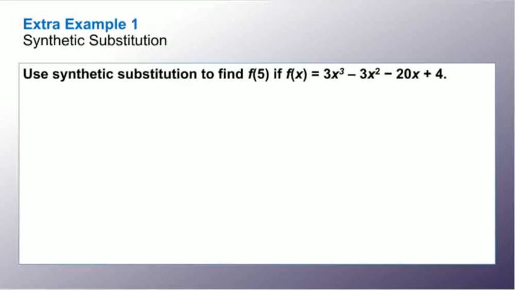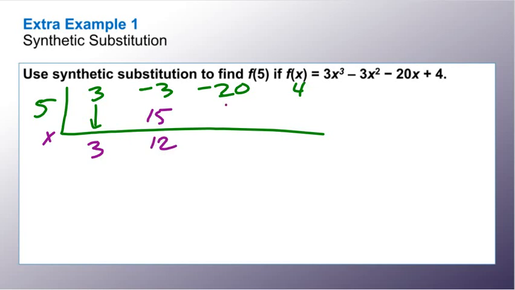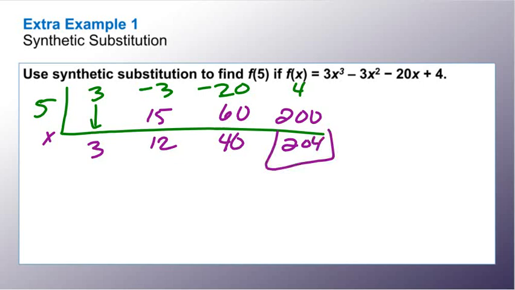Next, use synthetic substitution to find f of 5. So we have 5 here. We got 3, -3, -20, and 4. Bring down the first number, multiply, we get 15, add, we get 12. 12 times 5 is 60, add, we get 40. 5 times 40 is 200. Add straight down, you get 204.